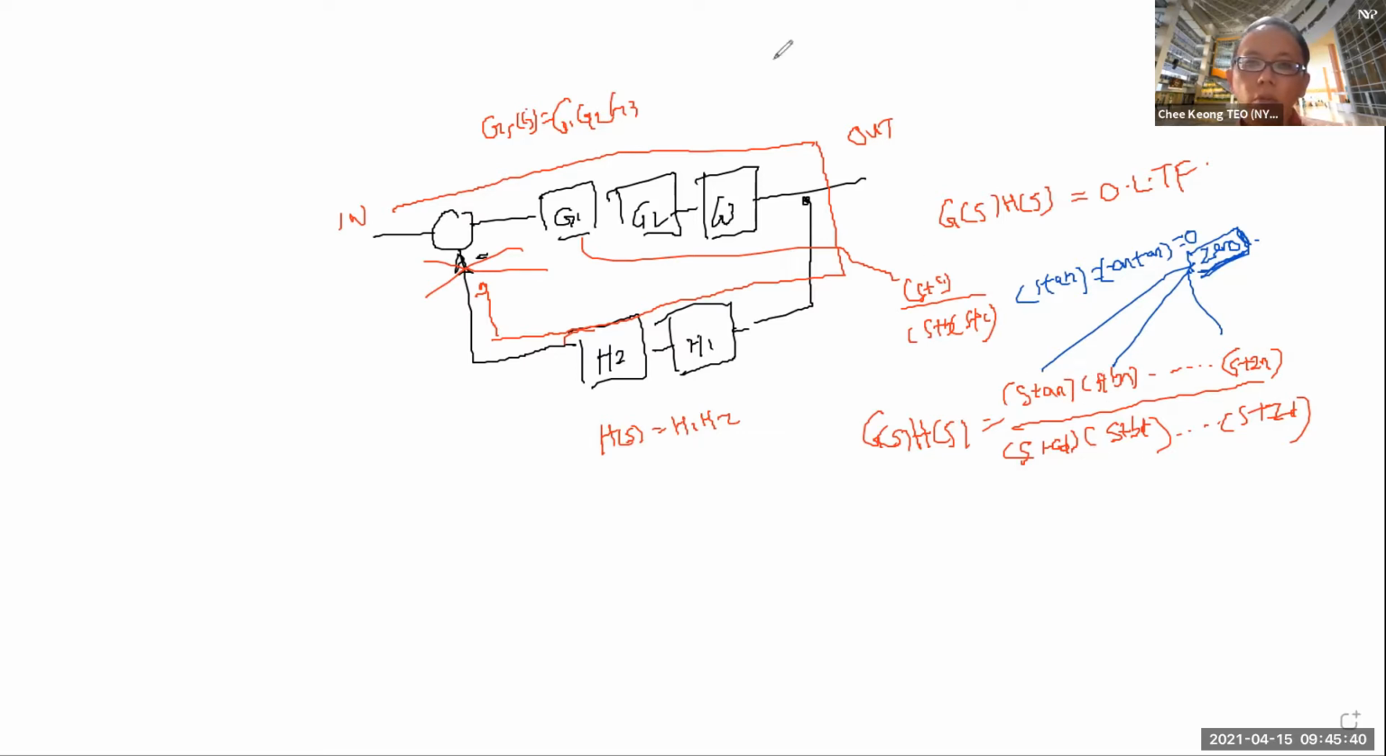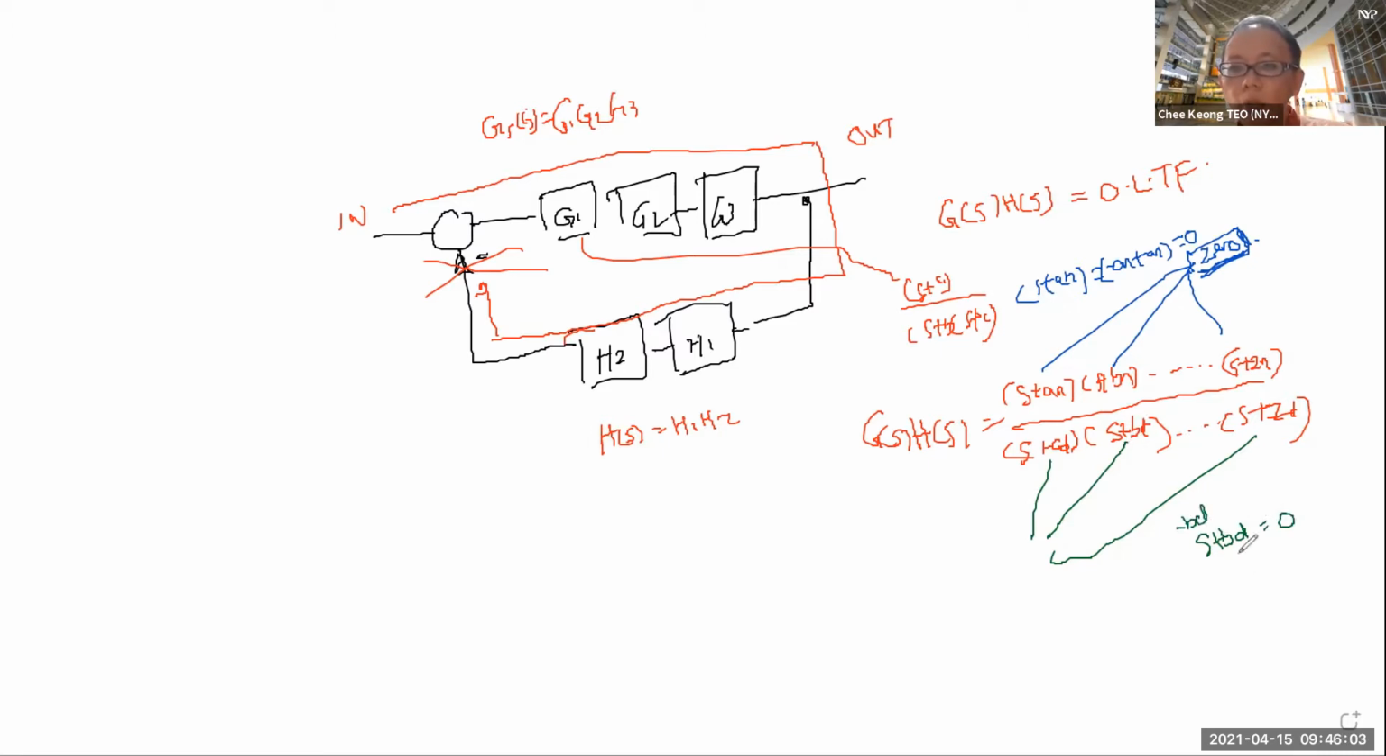Now, how about the poles? The poles, on the other hand, are what we look at in the denominator. These are the poles. Poles happen when the root is equal to, let's say, S plus bd. When the root is equal to minus bd, this whole term becomes 0, because minus bd plus bd equals 0, right?